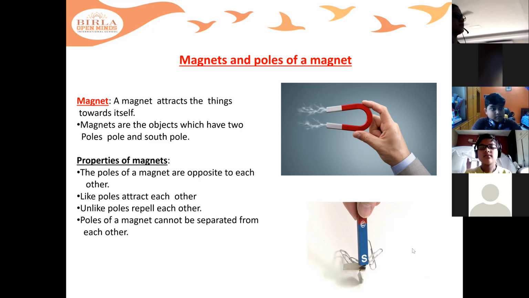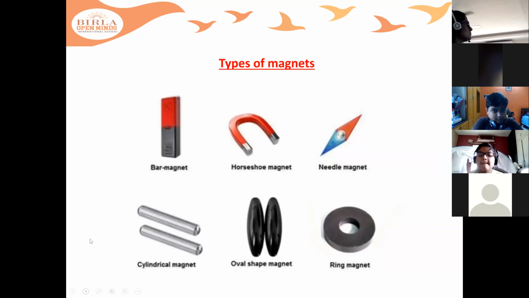So here there are different properties of magnets. We'll have a look at these properties. As we all know, magnets have two poles; like poles attract each other and unlike poles repel each other. If we talk about the poles, we'll go to another slide and check it out. There are different types of magnets. As we already know the different types, let us have a recap once again.